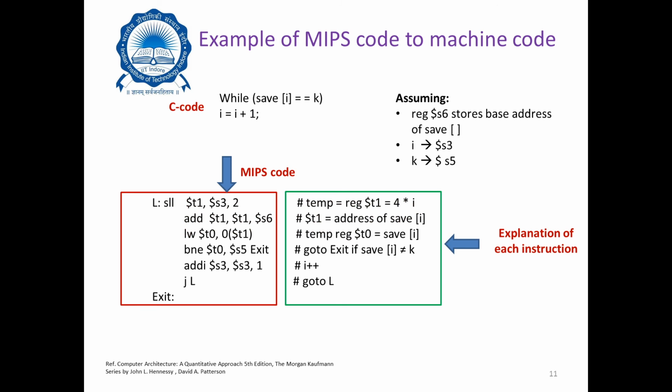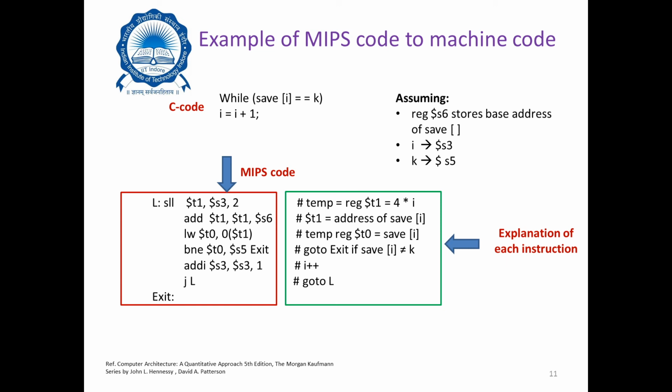Okay, now let's do another example. This example actually uses jump, branch and everything. That's why I kept this example right at the end. Let's say you have the statement: while save[i] equals k, i equals i plus 1. We are assuming register $S6 stores the base address of the array save. i is associated with $S3, and k is associated with $S5.